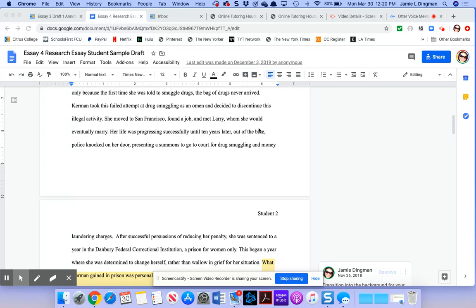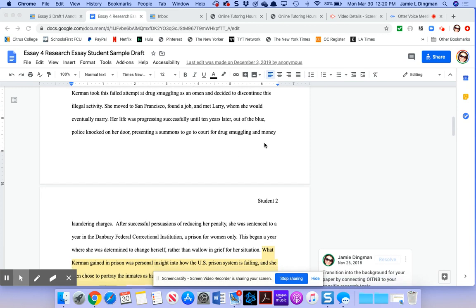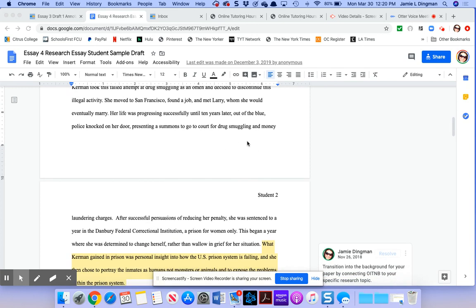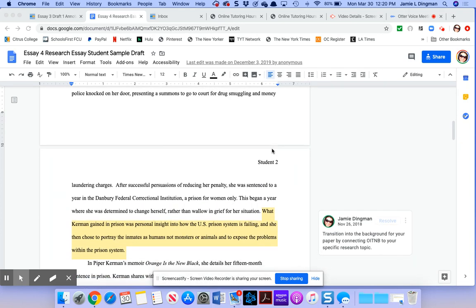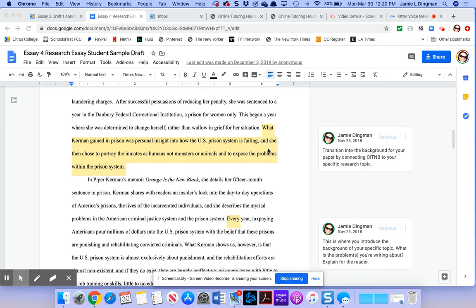She moved to San Francisco, found a job, and met Larry, whom she would eventually marry. Her life was progressing successfully until 10 years later, out of the blue, police knocked on her door, presenting a summons to go to court for drug smuggling and money laundering charges. After successful persuasions of reducing her penalty, she was sentenced to a year in the Danbury Federal Correctional Institution, a prison for women only. This began a year where she was determined to change herself rather than wallow in grief for her situation. What Krimmen gained in prison was personal insight into how the U.S. prison system is failing, and she then chose to portray the inmates as humans, not monsters or animals, and to expose the problems within the prison system.